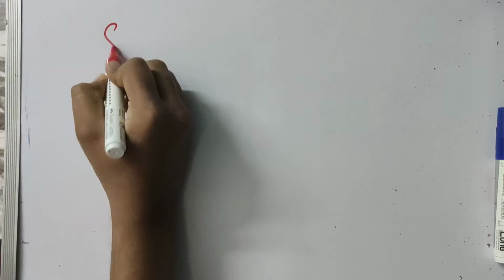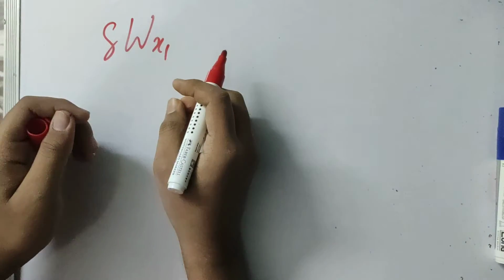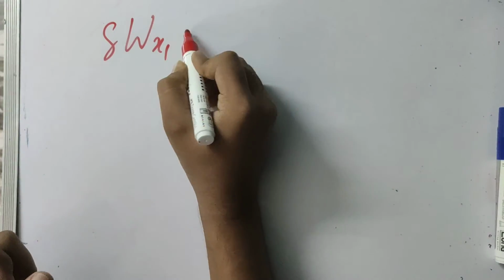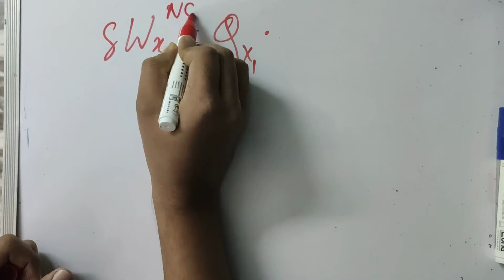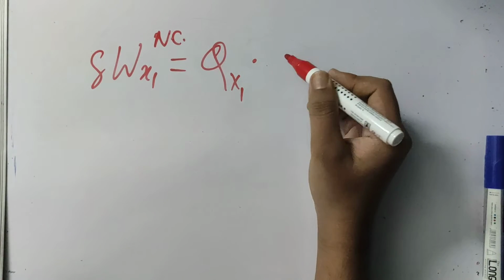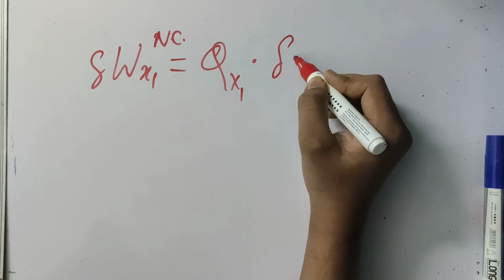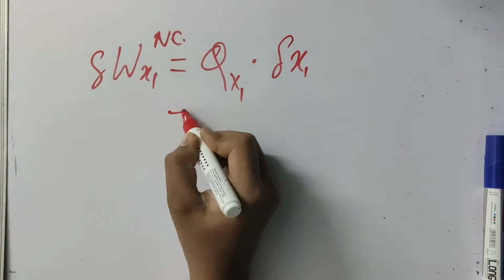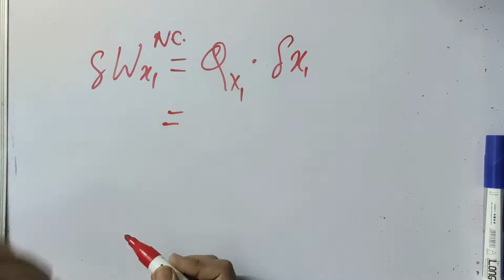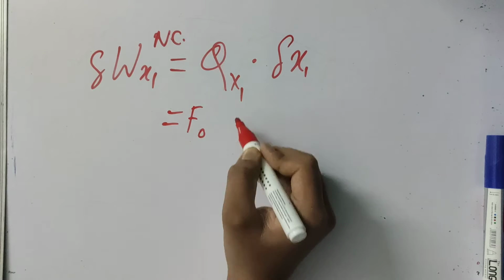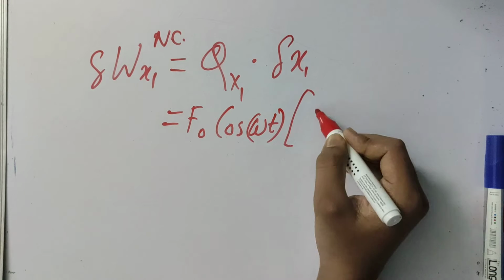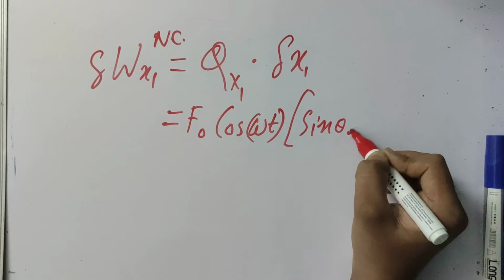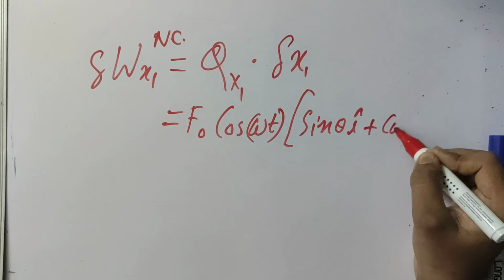So basically the virtual work done, that small virtual work done along the direction of del x1, is equal to that force, non-conservative. The virtual work is non-conservative in nature. So the force dotted with our dr. What is the dr? This is the dr. And what is this equal to? Now for Qx1, I write F0 cos omega t. This is F of t, and the directions associated with it to make it a vector, sin theta i cap plus cos theta j cap.